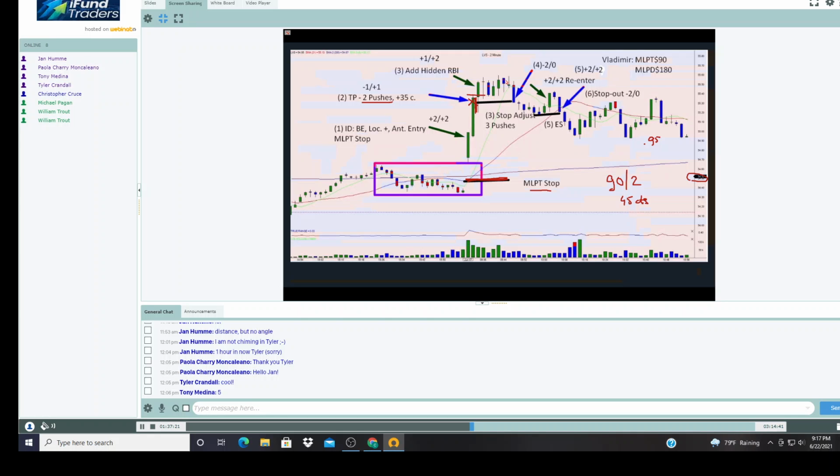Going on here. We're moving on, and then at 4 here, we get stopped. Oh, wait a minute, stop adjustment here. Oh, stop adjustment after 3 pushes, sorry. Now I get it. So on the add here, you're moving the stop up. All right. Same question to you, Vladimir. When do we use this? When are we allowed to move the stop up?